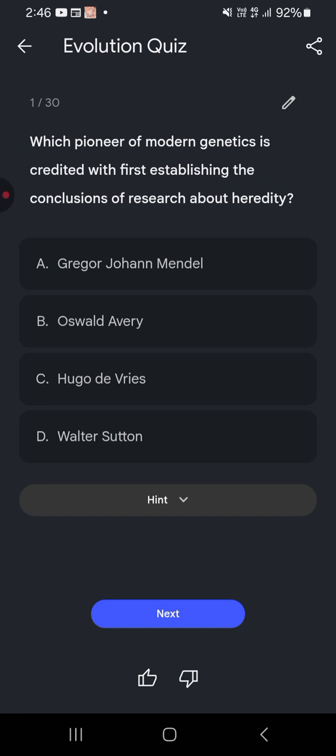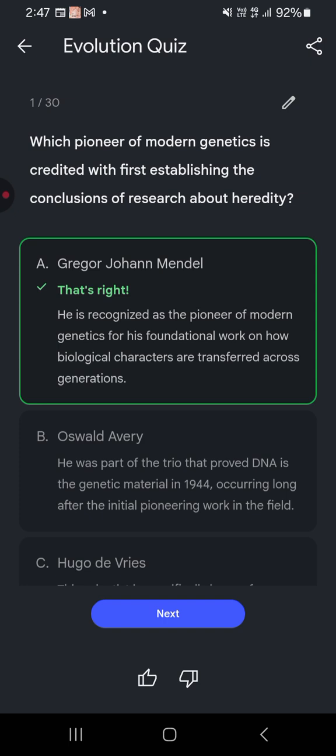Which pioneer of modern genetics is credited with first establishing the conclusions of research about heredity? The correct answer is Gregor John Mendel.